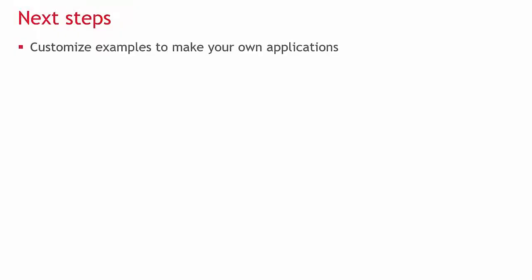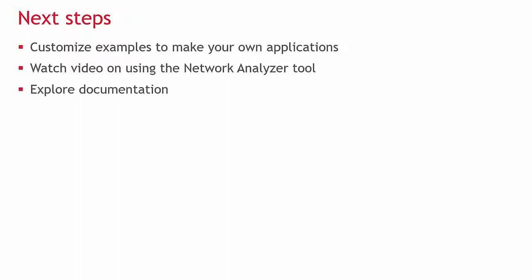Now that you have successfully completed working with the default example applications, you can begin customizing your own. Most of the configuration options are self-documented, so you can explore the default configurations and the effect of making changes. You may also want to watch the video on using the Network Analyzer tool to see more details about network traffic. You may also want to explore the documentation provided in Simplicity Studio.